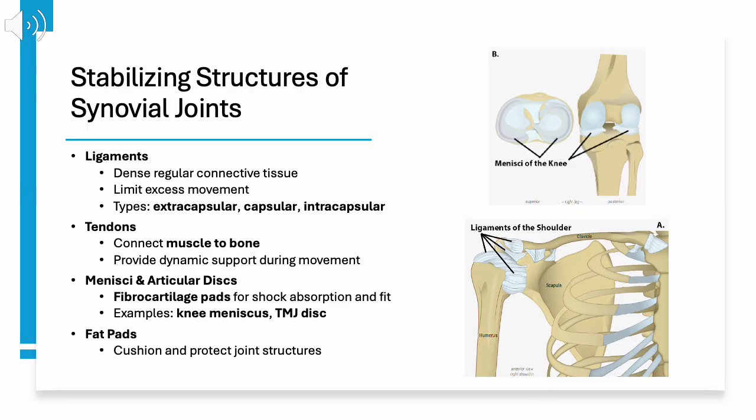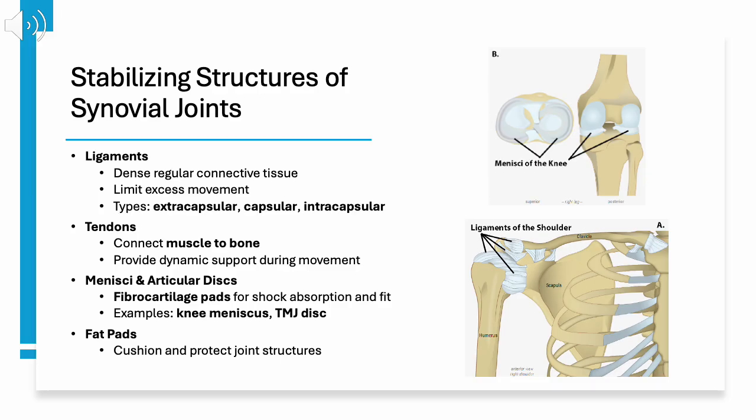Some joints, especially the knee and jaw, have special fibrocartilage structures called menisci, or articular discs. These help improve the fit between bones, provide shock absorption, and guide movement. A classic example is the meniscus in the knee, which helps the round femur fit better with the flat tibia.